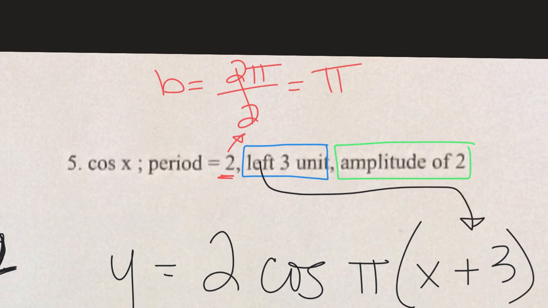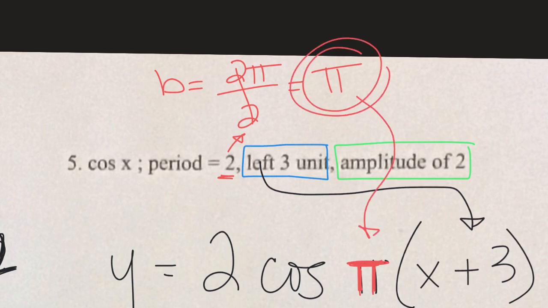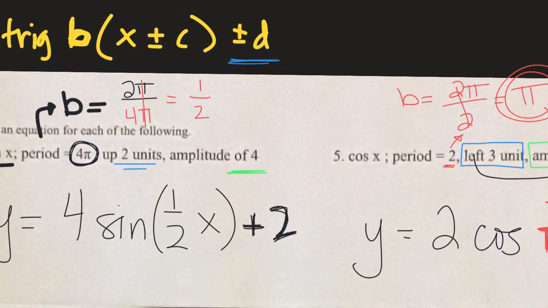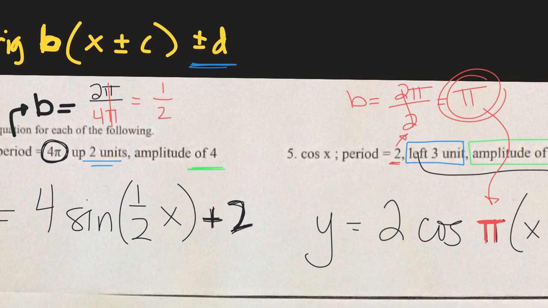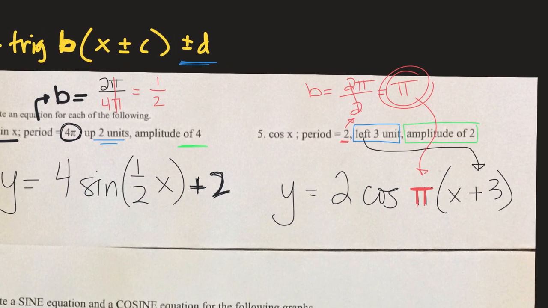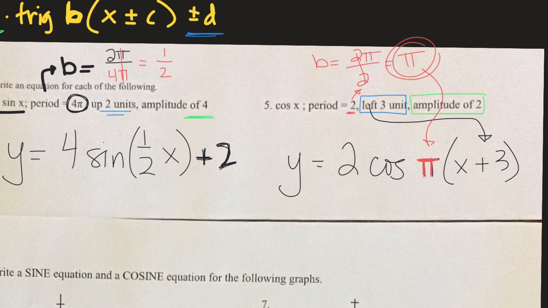Because your parentheses always lie. If you're moving left, that means you have a plus 3 in parentheses. So notice where the b value is if you have a phase shift. The b value is outside of your parentheses if you have a phase shift. And if you don't have a phase shift, it can go inside of your parentheses with x. Okay, so it's important to put it in the right spot, because it means something different if you have pi inside of your parentheses. So just remember that.